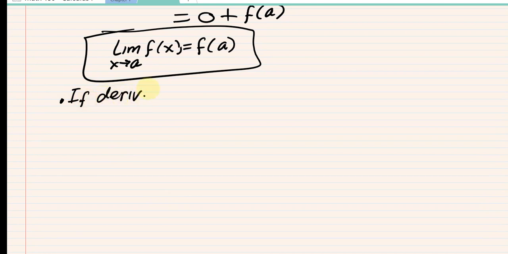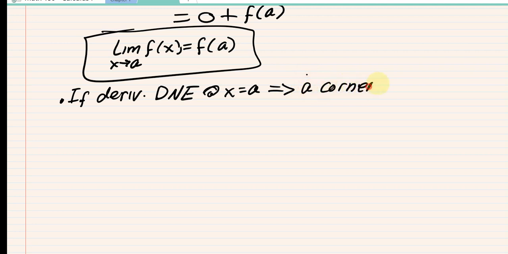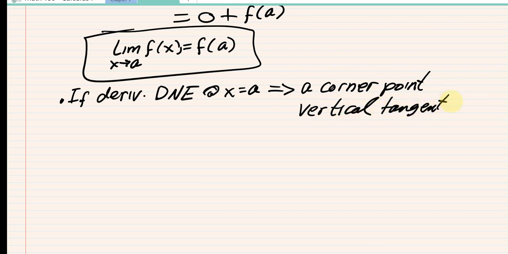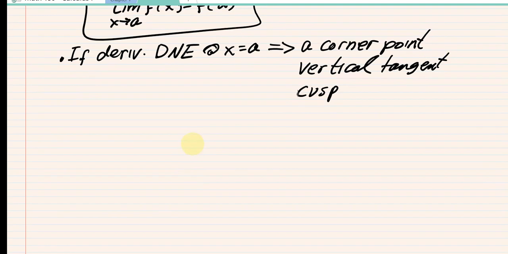If the derivative does not exist at x equals a, usually that implies that on the graph we have either a corner point, and I'll show you what a corner point looks like in a moment, or a vertical tangent, or what we call a cusp. So any one of these three things could happen at x equals a.